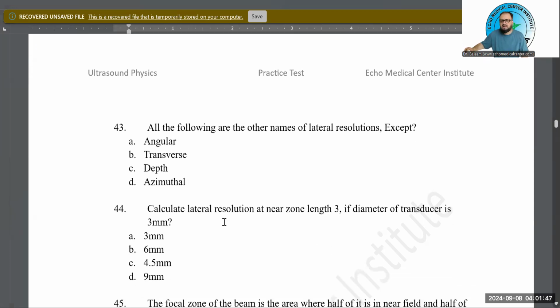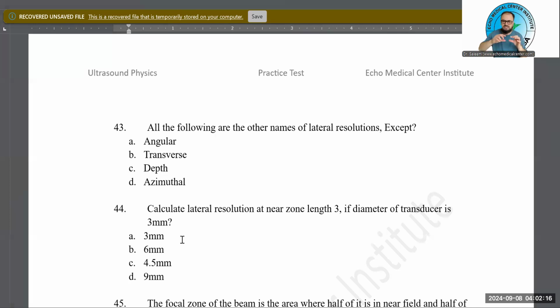It says, calculate lateral resolution at near zone length 3 if the diameter of the transducer is 3 millimeter. So it has a formula. Which one is the correct answer? Is it 3 millimeter? Is it 6 millimeter? Is it 4.5 millimeter? Is it 9 millimeter? At the near zone length 3, how much is that? C is the correct answer, 4.5.